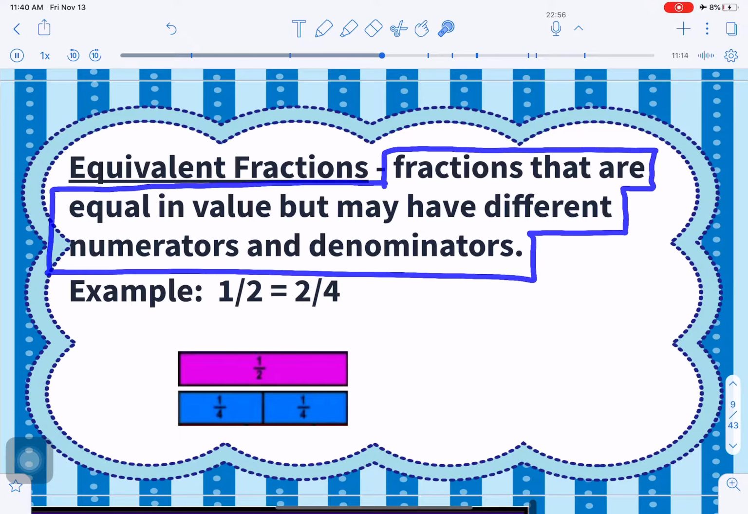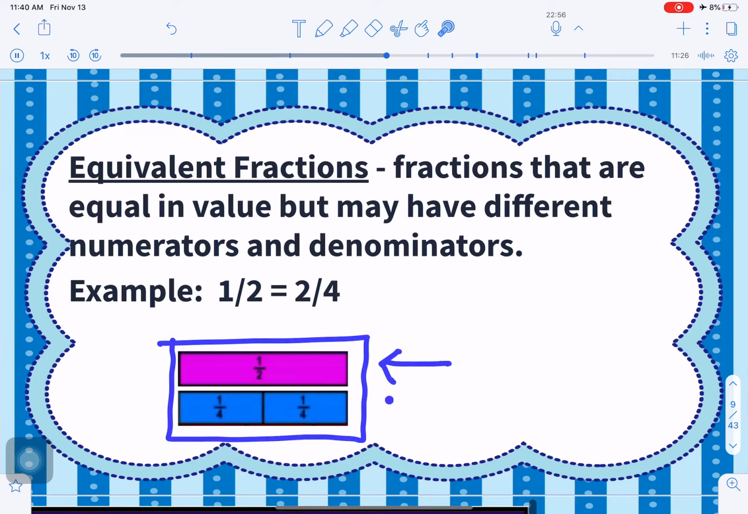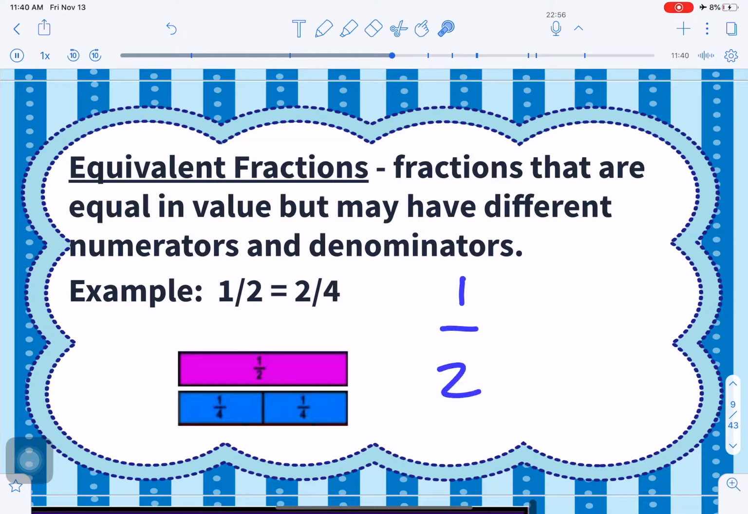Underneath the example, you're going to write 1/2 equals 2/4, and we see here that this 1/2 does indeed equal 2/4. Not only can we see this visually, but we can also see that if we take the fraction 1/2 and we think about what we need to multiply to get to 2/4, we can see that if we multiply by 2 over 2, we do get 2/4.